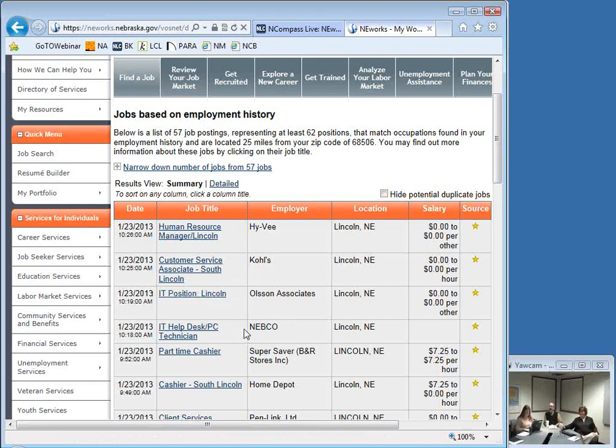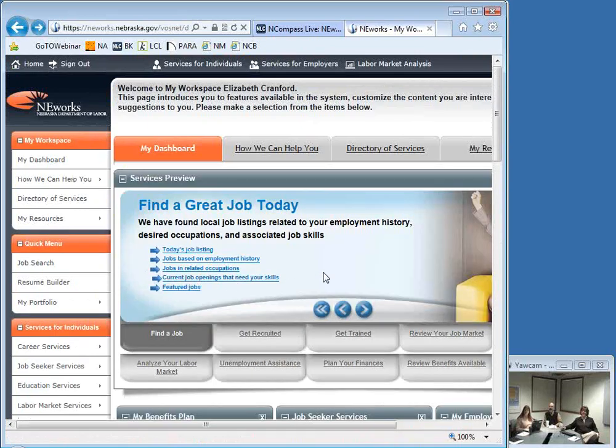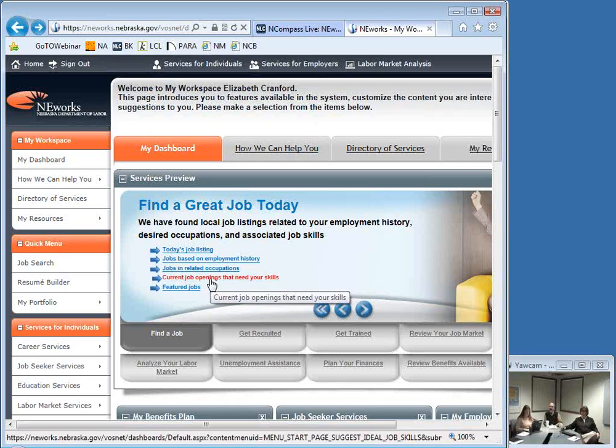But as people register on NEworks and they accurately fill out their background information, complete their resume, and they'll use it for the testing system like I do, this serves as a great mechanism for directly matching what's in their resume, what's in their background, what skill sets they have selected, and matching them with jobs. We also have jobs in related occupations and current job openings that need my skills, as well as our featured jobs. That's just our first tab.